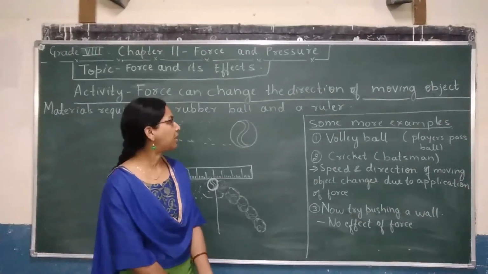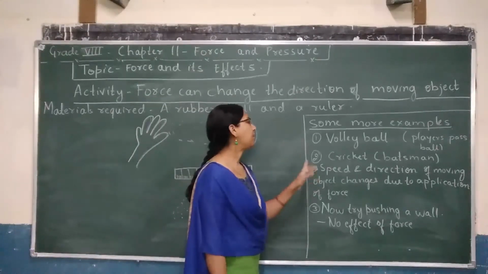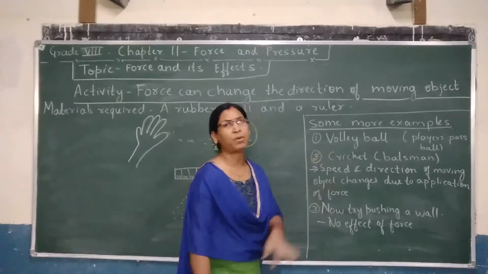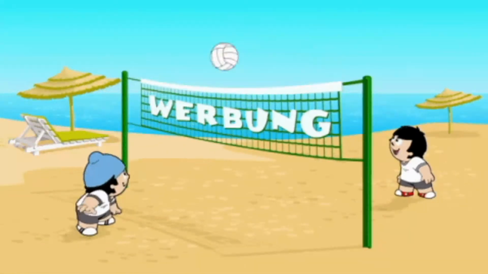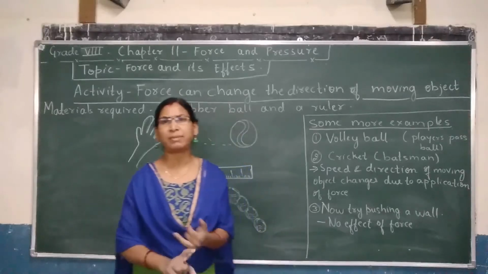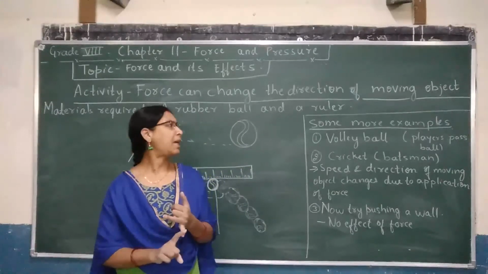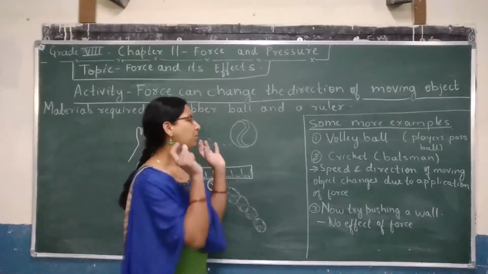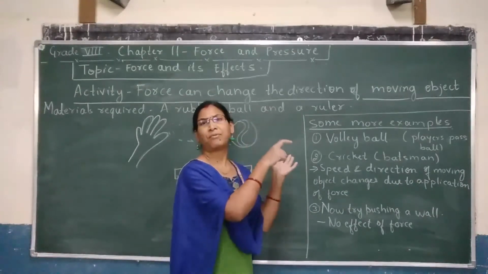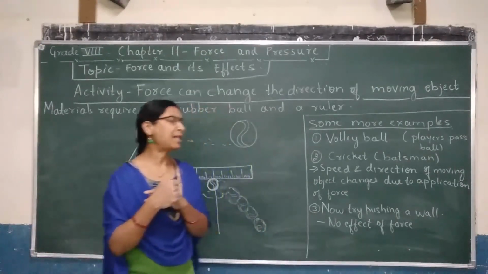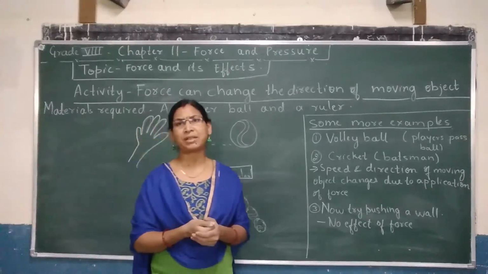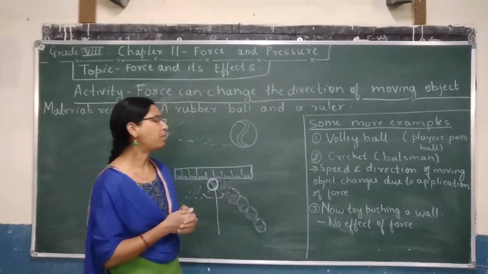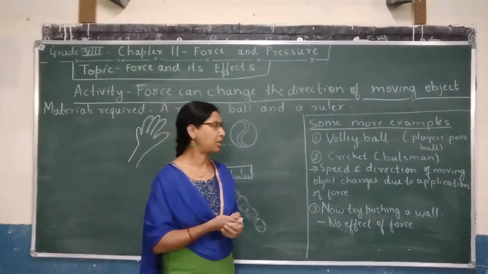Let us try to understand some more examples. Let us take, for example, volleyball. Here two teams will be playing and they will be having a ball, and they try to throw the ball from one side to another side, and this way they are trying to change the direction of the ball by applying a little force.